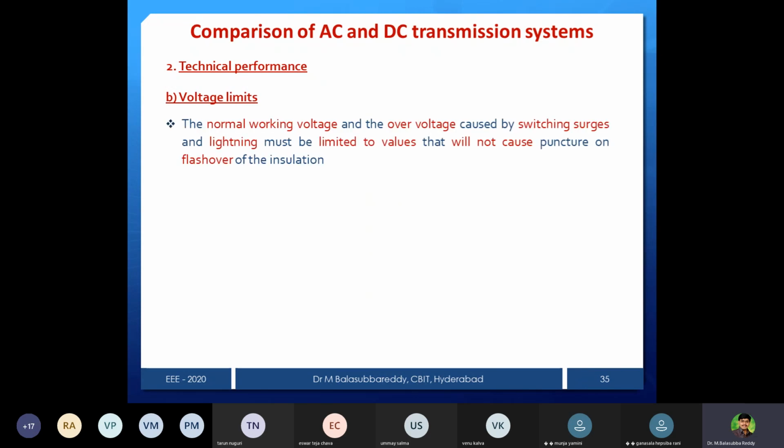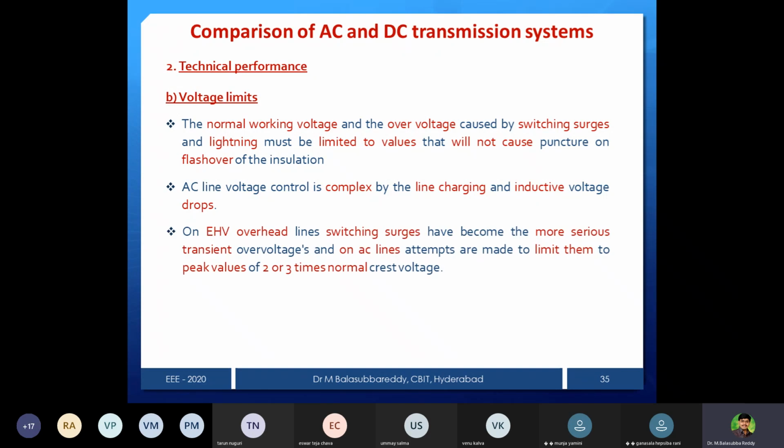Then voltage limits. Overvoltage caused by switching surges and lightning must be limited to a value that will not cause puncture and flashover of the insulators. AC line voltage control is complex, because line charging and inductive voltage drops take place. In extra high voltage overhead lines, switching surges are a more serious transient. That is the major problem in AC lines, so they must be limited to a peak value.